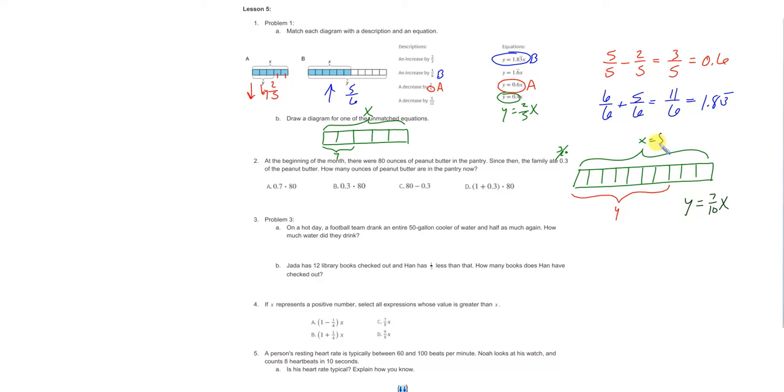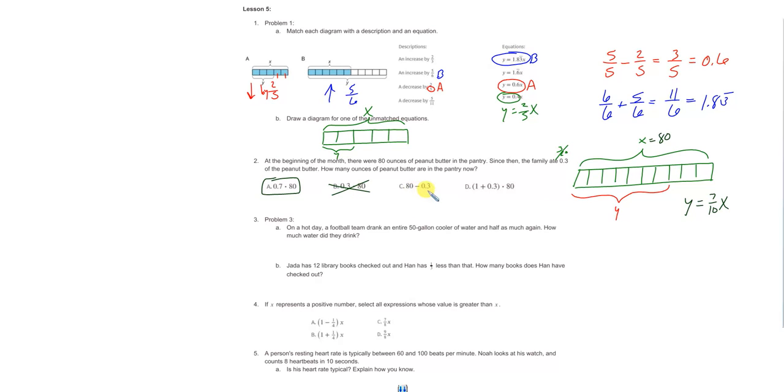Remember, X is 80, so we can just plug that in. And which one shows 7/10 multiplied by 80? And that's A. If you've lost 3/10 of it, then you've got 7/10 remaining. And so this one would find out how much they ate right there.